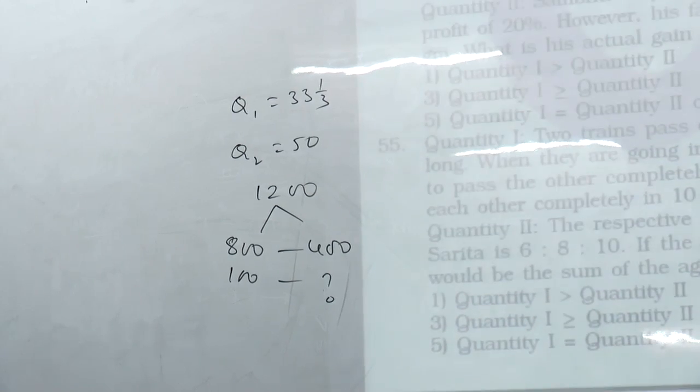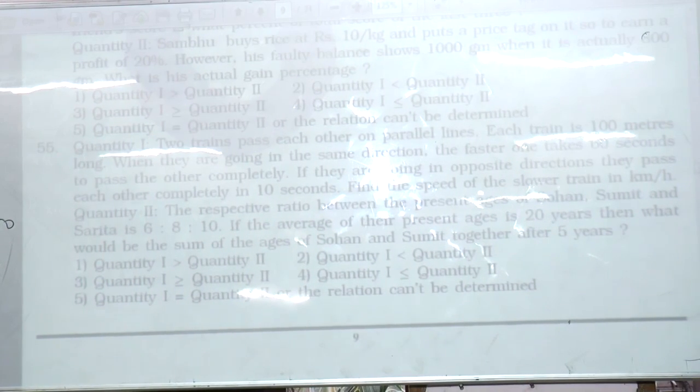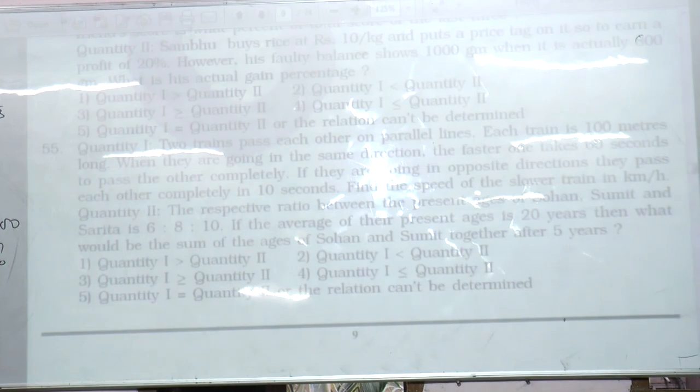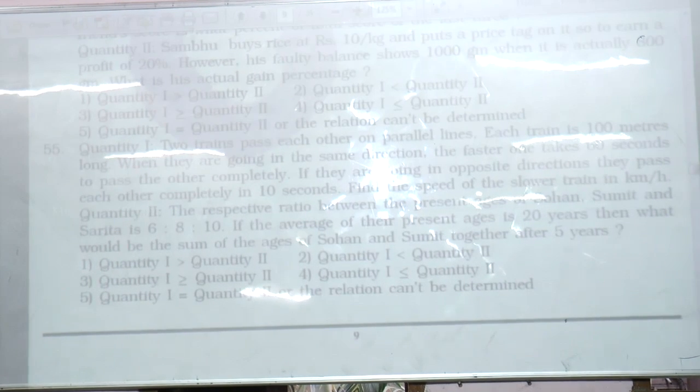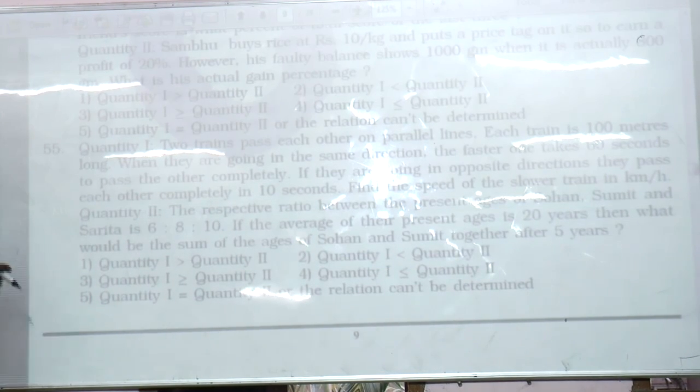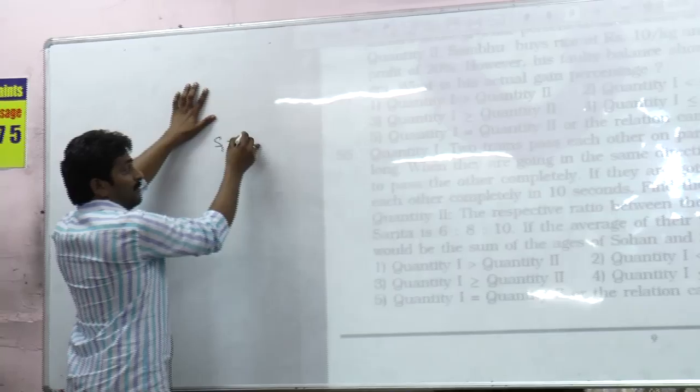Next 55. 2 trains pass each other on parallel lines. One train is 100 meters long. When they are going in the same direction, the faster one takes 60 seconds to pass the other completely. If they are going in opposite directions, they pass each other completely in 10 seconds. Find the speed of the slower train in kilometer per hour. Okay. Now, if a train tries to cross another train, what is the distance travelled in that case? Train length 1 plus train length 2. If they are moving in the same direction, relative speed becomes S1 minus S2.